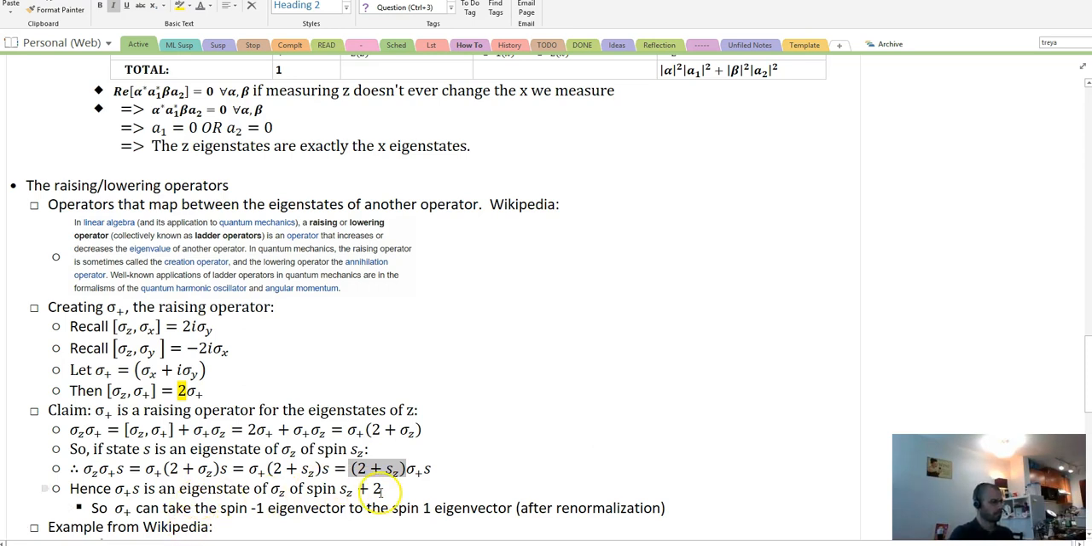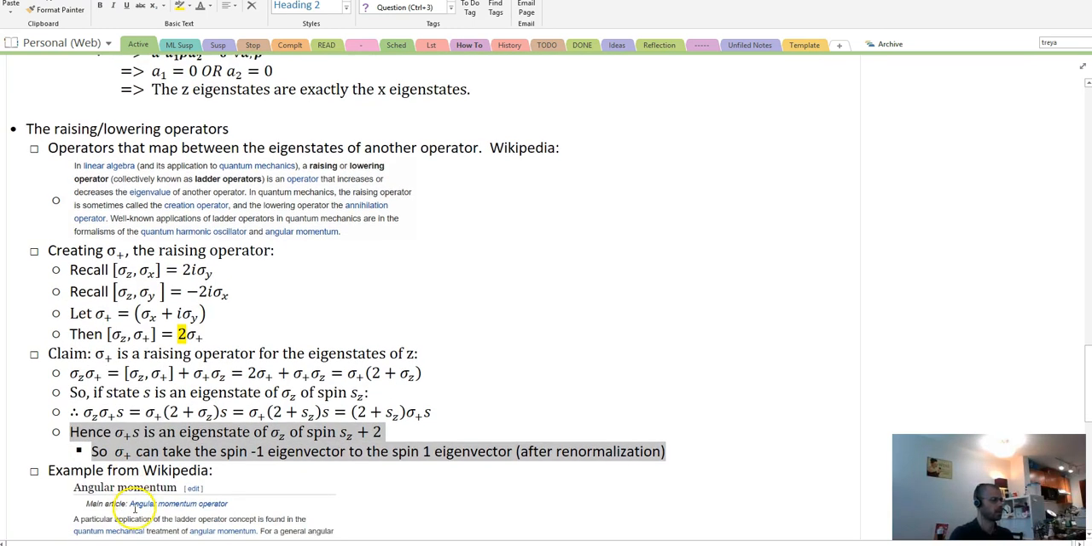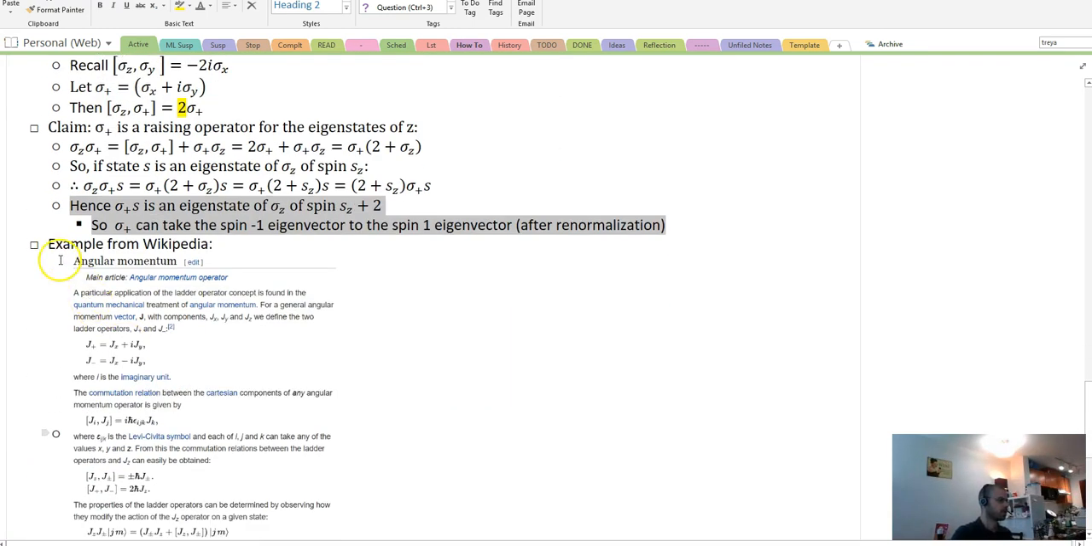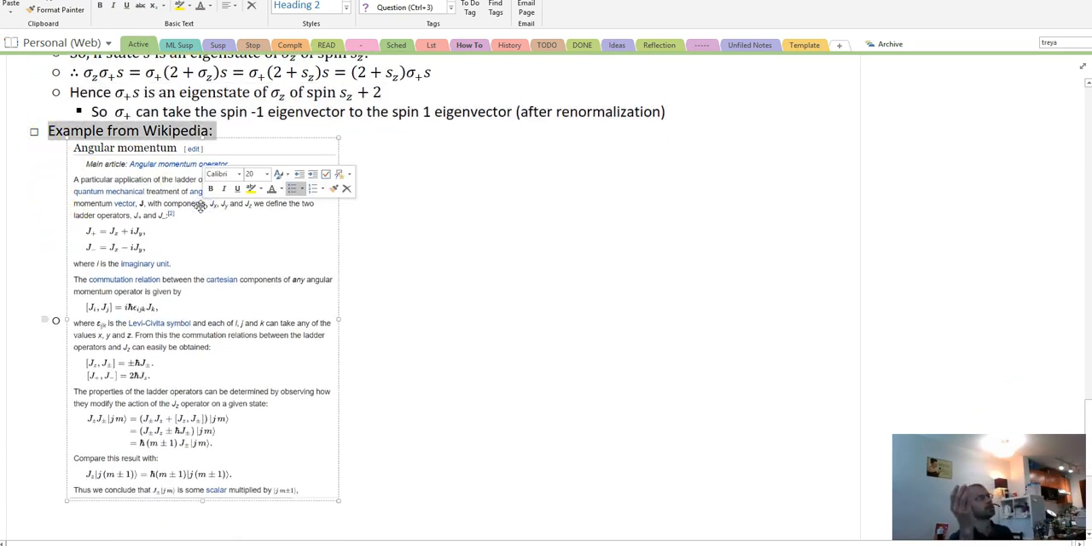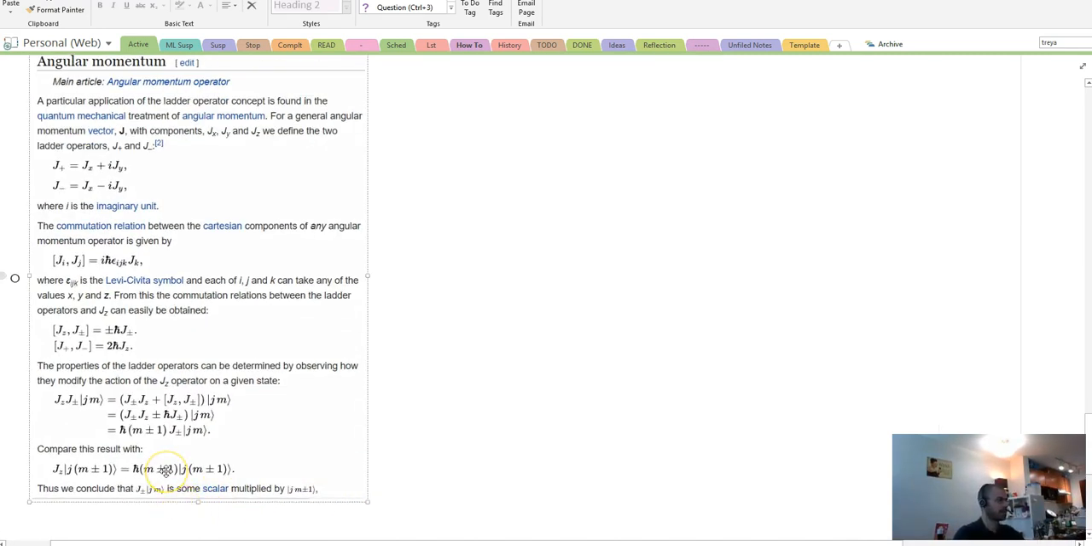And similarly, we could create a lowering operator. But yeah, that's about all I wanted to go over. So here in Wikipedia, they have a more general example. When you've got angular momentum, or spin 1 or spin 1.5, other spin states, you can create raising and lowering operators between those states as well. And for that, I recommend you read a bit of Wikipedia.